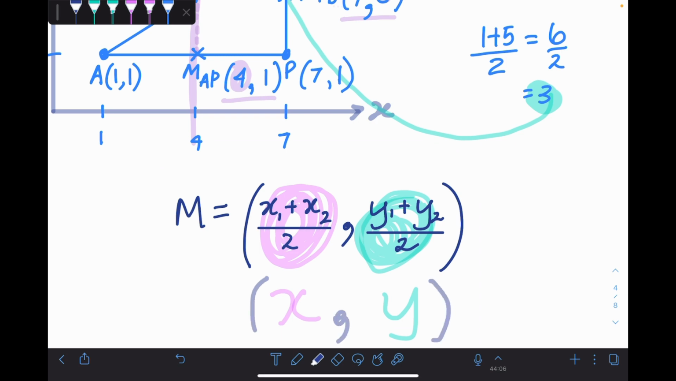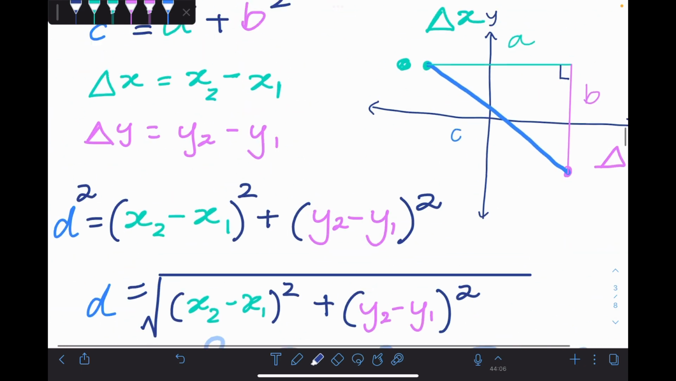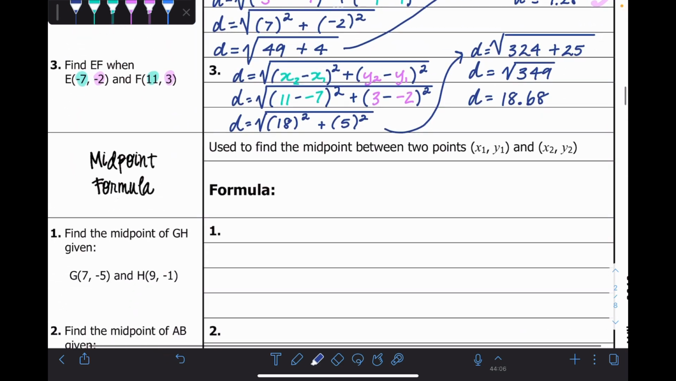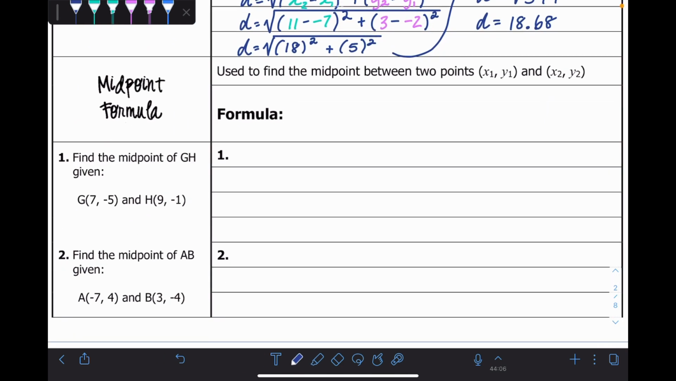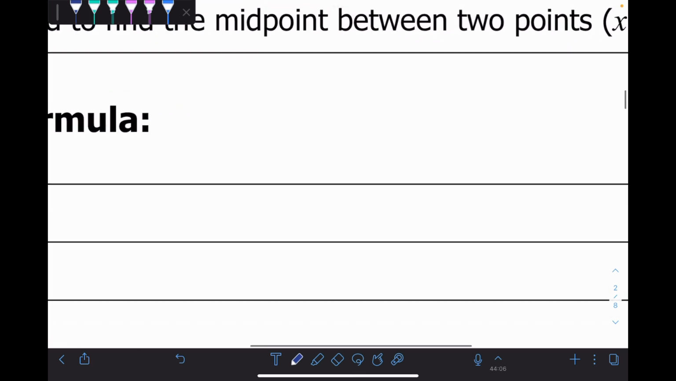Cool. So that, my friends, is the formula. Long-winded story, that's our formula. That's how we get there. And let's take this and write this up in our notes over here. Alrighty, so writing that down, I might zoom this in a little bit so it's nice and neat.